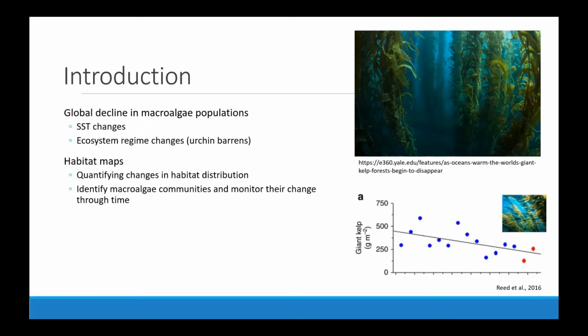My thesis was really focused on habitat maps and using novel approaches to try to improve their accuracies. And so I thought, is there a way we could use multibeam echosounder data and incorporate that into the habitat mapping workflow?